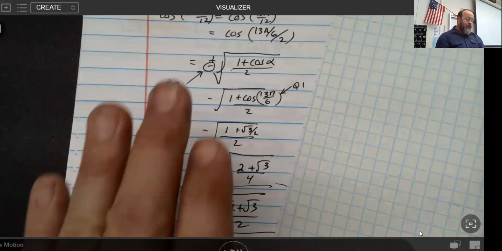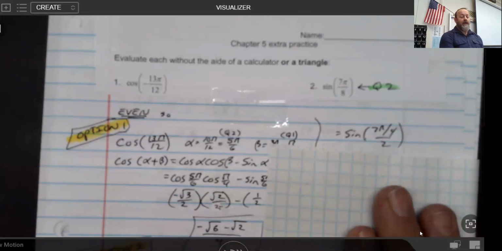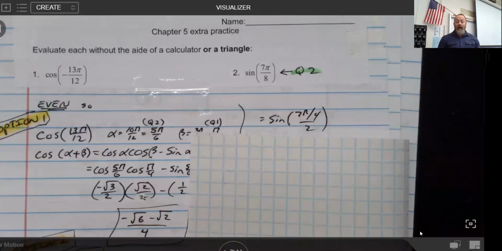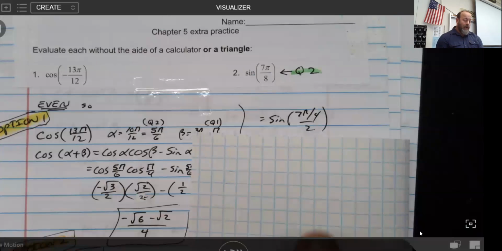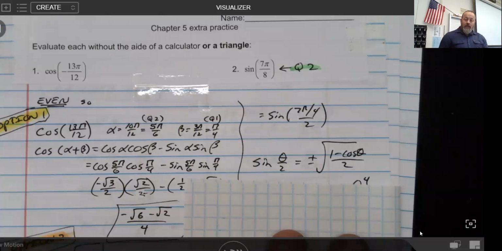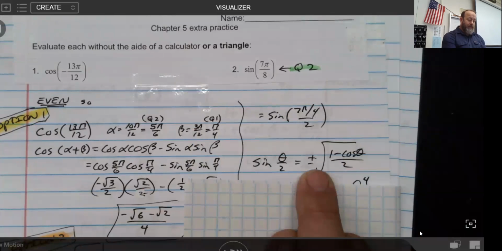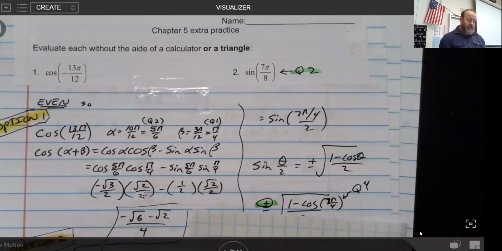Now, for problem number 2, we were looking at the sine of 7 pi over 8. This one does not have those two options. You pretty much have to go with a half angle identity. So I decided to take 7 pi over 4 and cut it in half. So I wrote down my identity. Now I happen to know that 7 pi over 8 is in the second quadrant, and I know that the sine is positive in the second quadrant. So I'm going to pick the positive of these two. Notice I highlighted the positive.